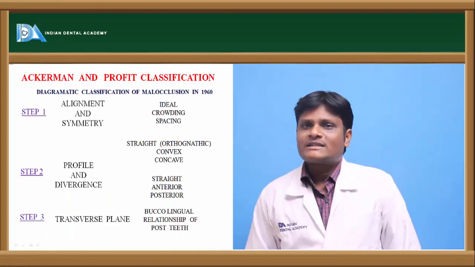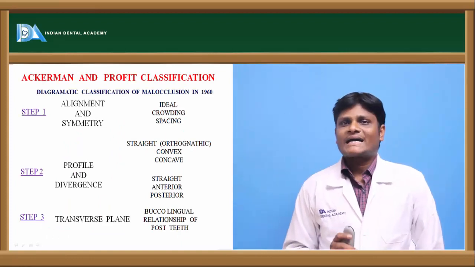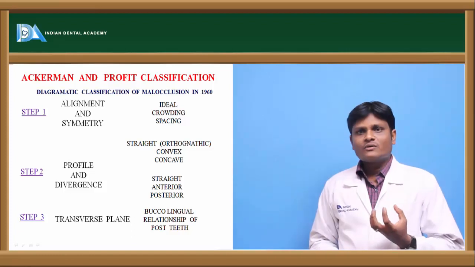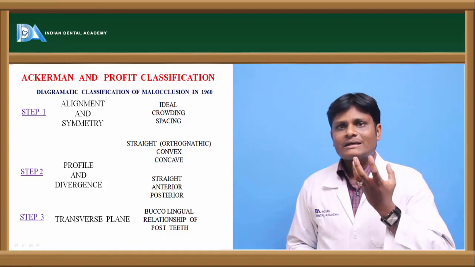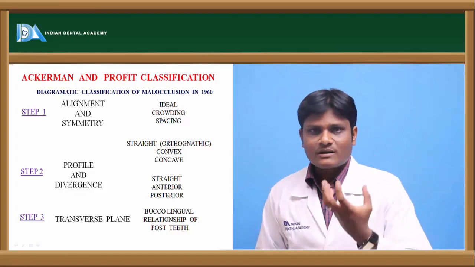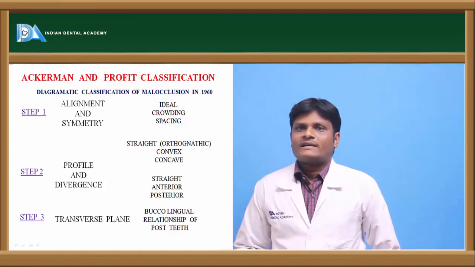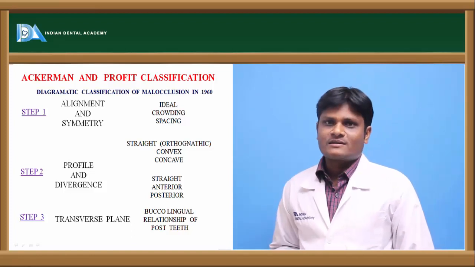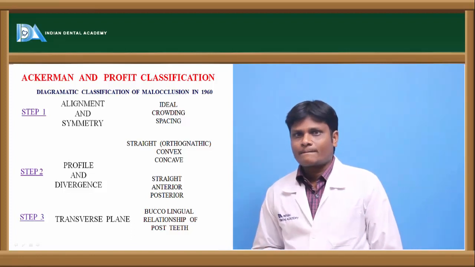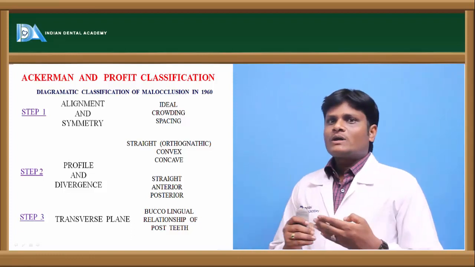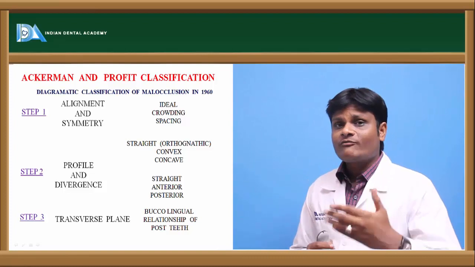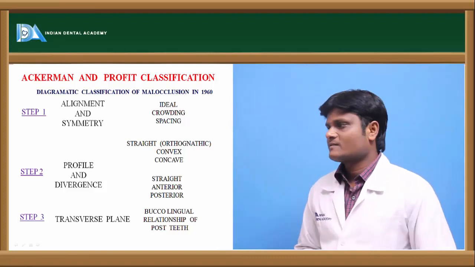One more important classification system is given by Ackerman and Proffit. This classification system gives you a comprehensive idea about the characteristic features of a particular malocclusion. The Ackerman and Proffit system of classification is a 5-step classification and it's a diagrammatic classification. Here we look at the malocclusion in 5 steps or 5 stages.